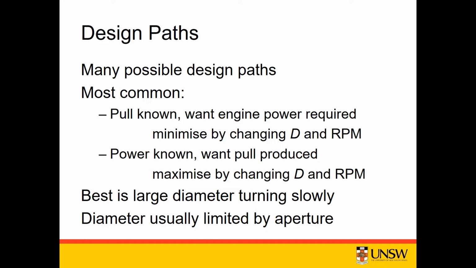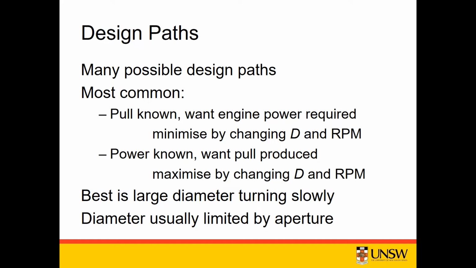The most common are where the pull is known. That is, you have the resistance of the vessel at a particular speed. You know what the resistance is, so therefore you know what the pull required from the power is. And you want the engine power required to drive the vessel at that resistance, at that speed. And what you want to do is to minimize that power requirement by changing the diameter and the RPM.